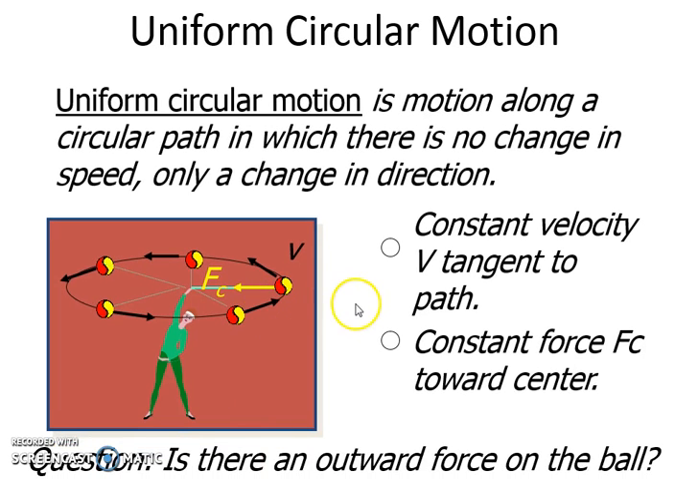So, uniform circular motion is motion along a circular path in which there's no change in speed, only a change in direction. So, constant velocity is tangent to the path, and constant force is towards the center. Is there an outward force on the ball?